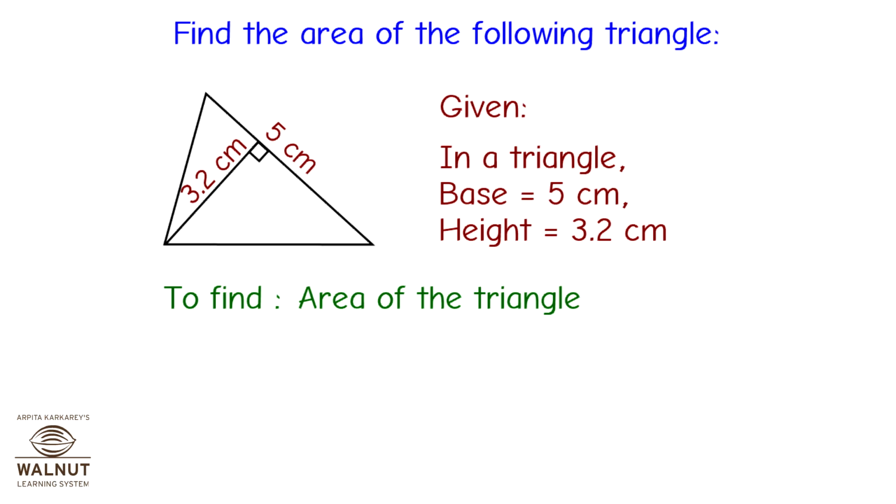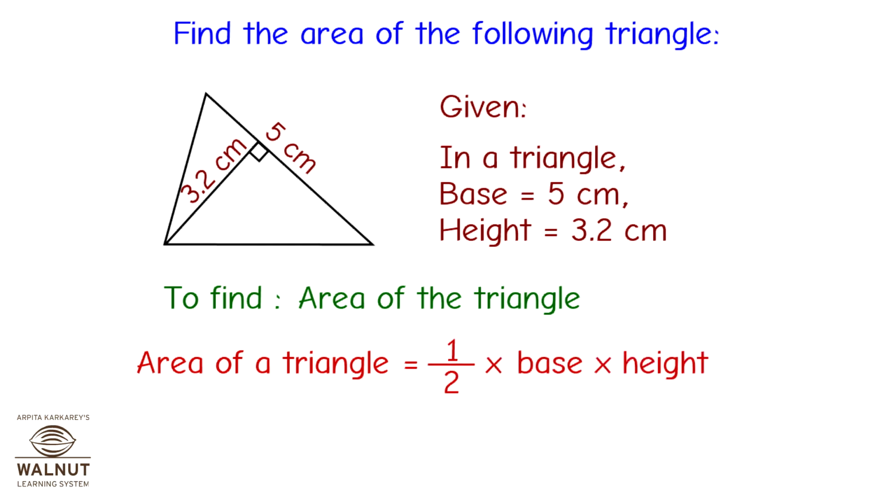Let us write the formula first. Area of a triangle is equal to 1 upon 2 into base into height. Put in the values and solve. Base is 5 centimeters and height is 3.2 centimeters. That gives us the answer 8 square centimeters. Hence, the area of the triangle is 8 square centimeters.